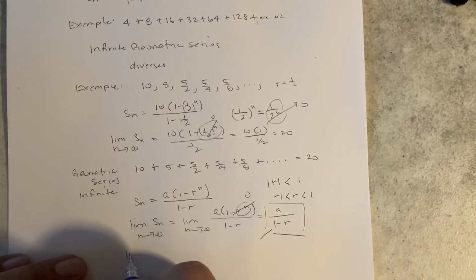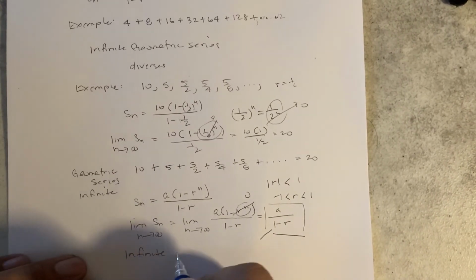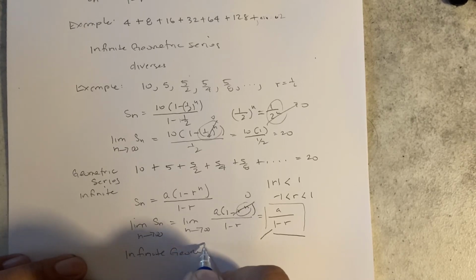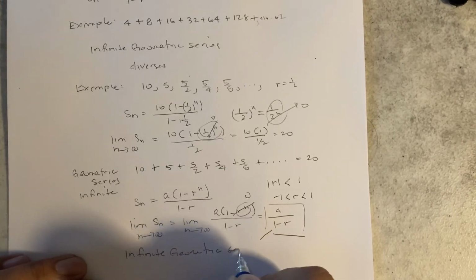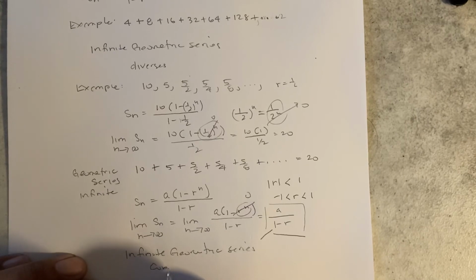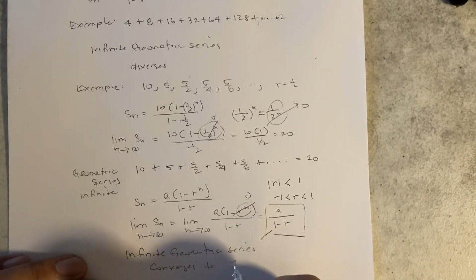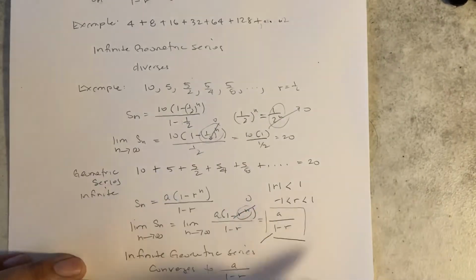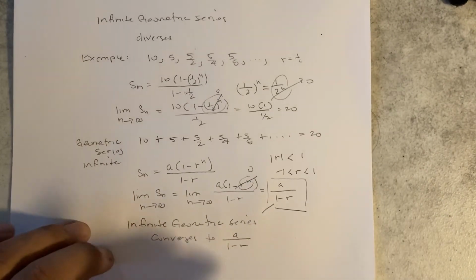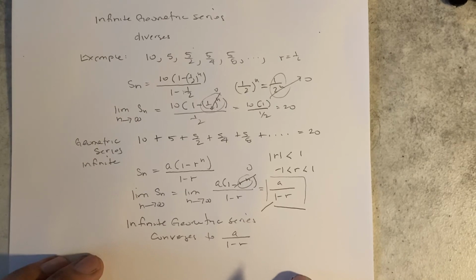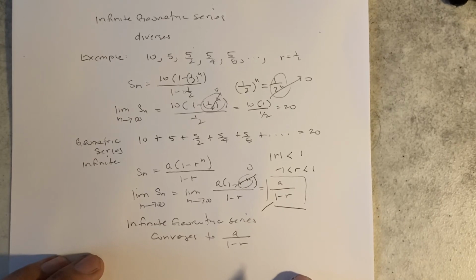So an infinite geometric series converges to a over 1 minus r. And that's your infinite geometric series.